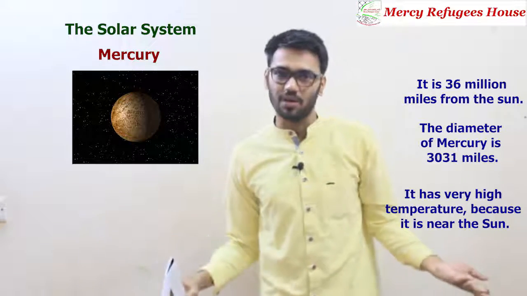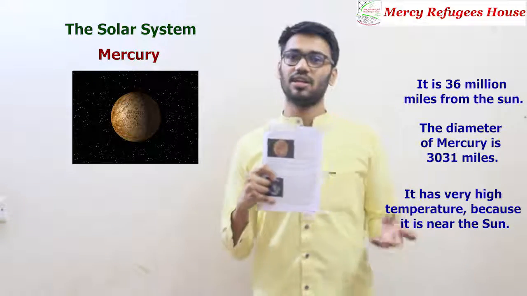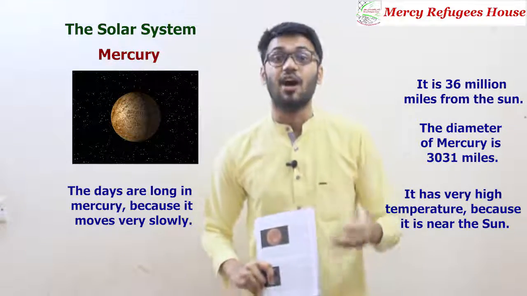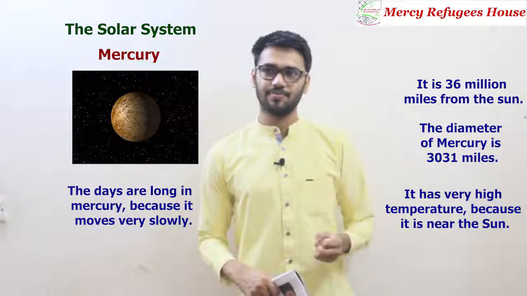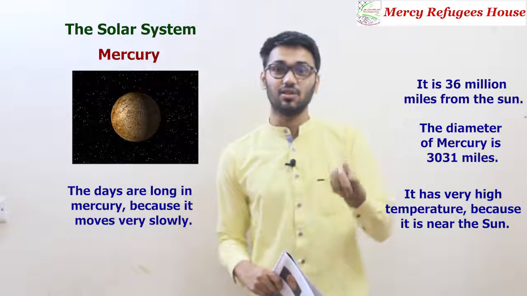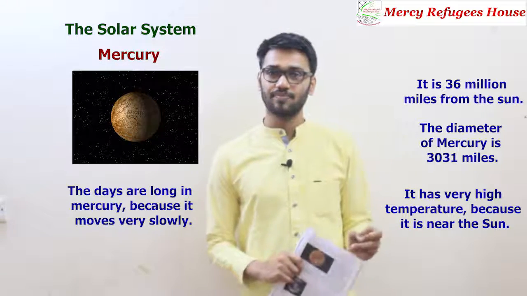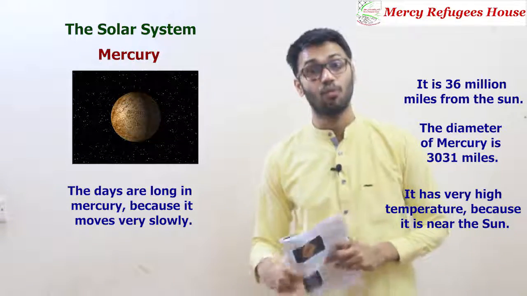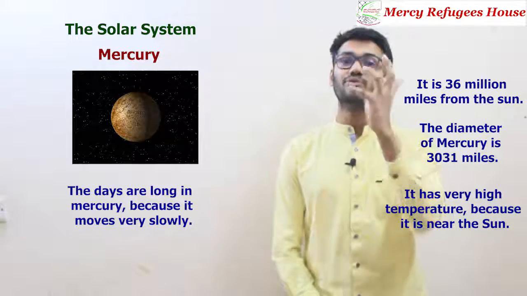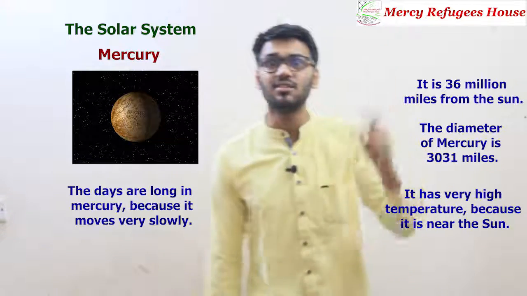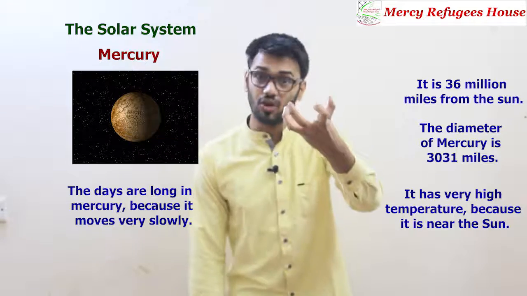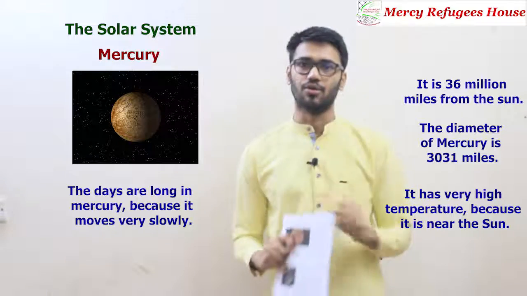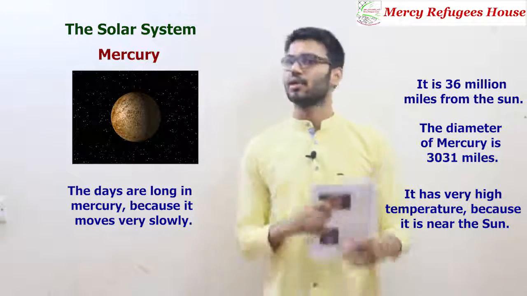That is normal. We are so far away from the sun, still the sunlight is so heavy on us, right? The days are very long in Mercury. We have got a day and night in 24 hours, right? But in Mercury, it takes more than 24 hours. Why? Because it moves very slowly, just like the sun. The sun moves very slowly and Mercury is near it. That's why it moves slowly. So the days are very long in Mercury.